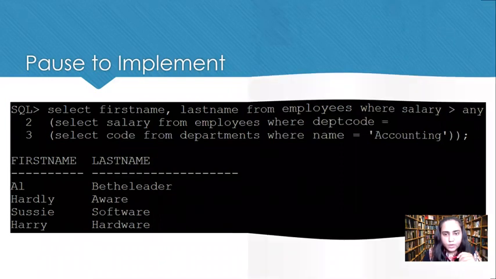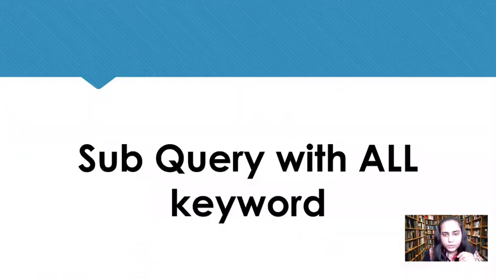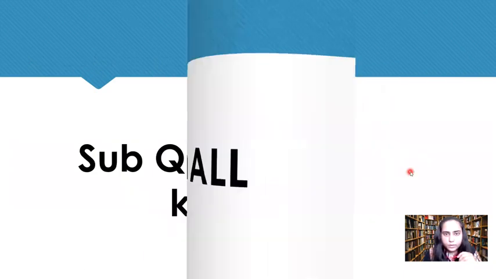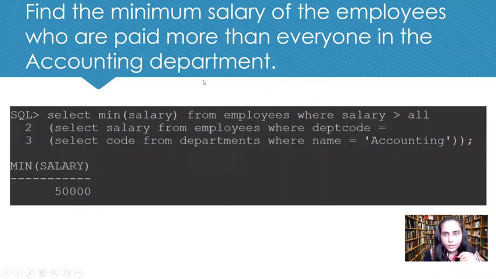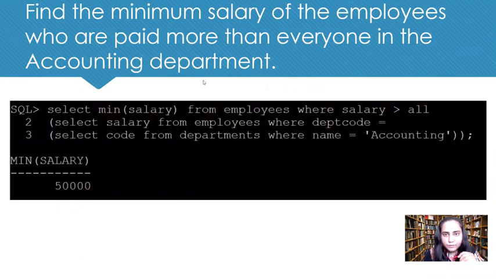Now let's move on to our last concept in subquery, which is the use of the keyword ALL. The question is, find the minimum salary of the employees who are paid more than everyone in the accounting department. This can be solved in this manner, and you can see that the query itself says more than everyone, whereas the previous query said more than someone. That's why we used ANY. This one says everyone, so we are using ALL.